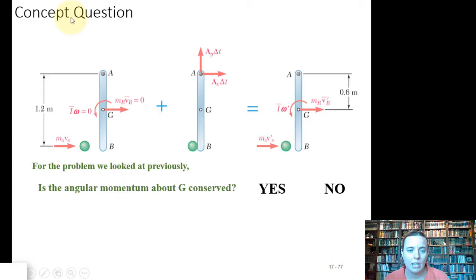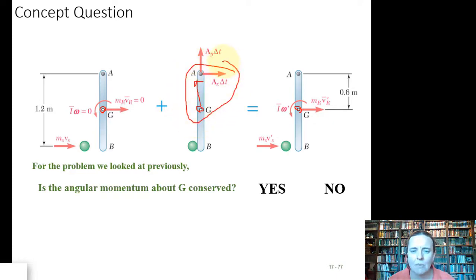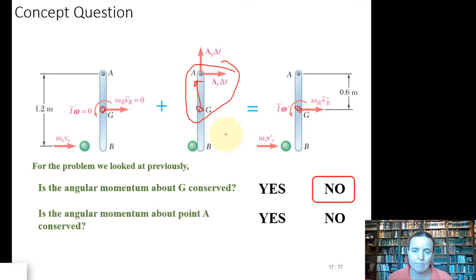Okay, here's some concept questions. Is the angular momentum around G conserved? So let's look at point G here. We're going to take everything around point G. What do you think? If I say R cross MV, this little guy right here, that means it's not conserved around point G. Bummer.